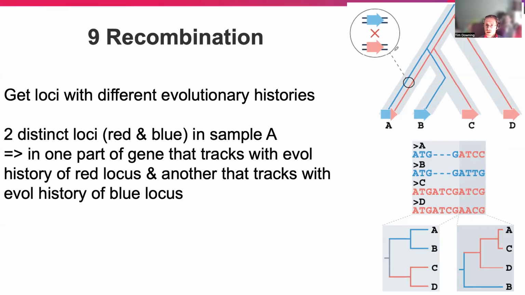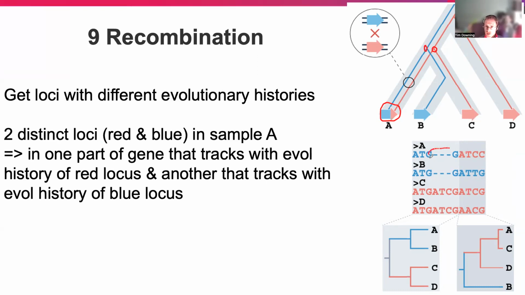And here we have recombination between the blue allele and the pink allele at this point in time, meaning that the patterns for sample A might be different to B, C, and D, even though at the pink locus, A and C have more recent common ancestry compared to D, and A and B at the blue locus have more similarity compared to other samples.